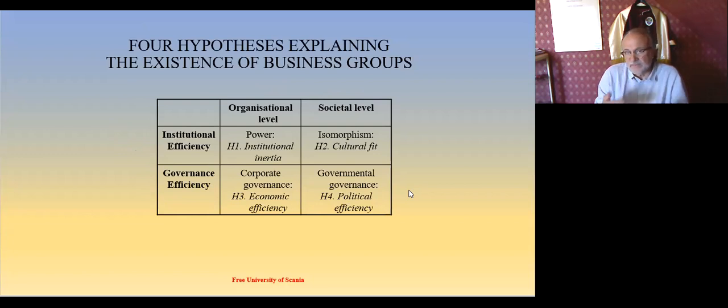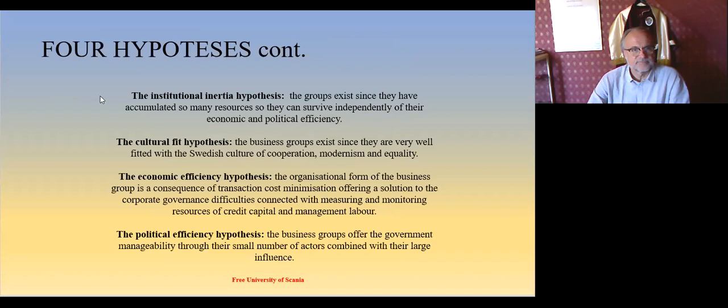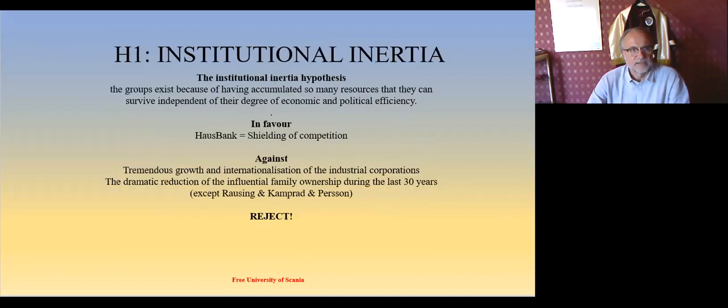So it's about survival. Why do they survive? The first one is focusing on power. The other one, at the societal level, is on isomorphism, that they have the capacity to adjust to isomorphic forces. On governance, it is because of the corporate governance capacity to create economic efficiency or political efficiency. So let's run through these hypotheses. I will do it quickly because it's not so important to specify really the theory, but it's a way for me to tell the story about the business group.